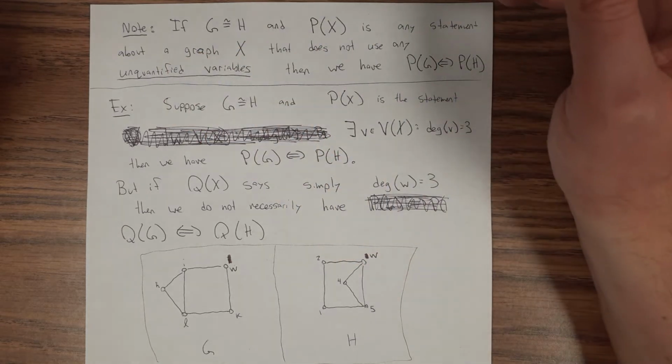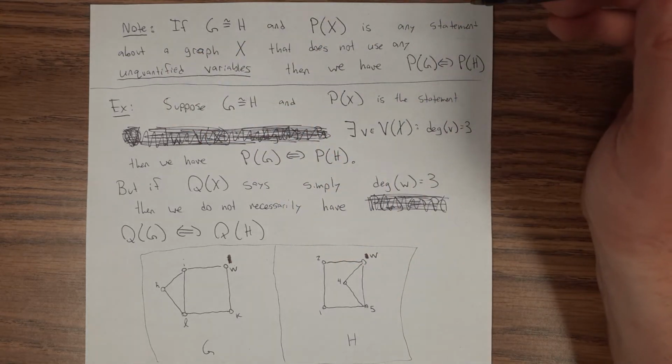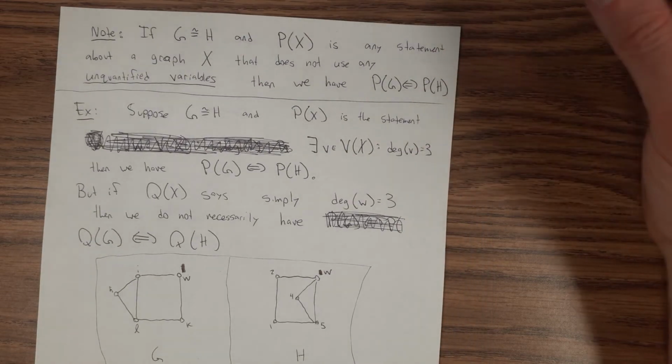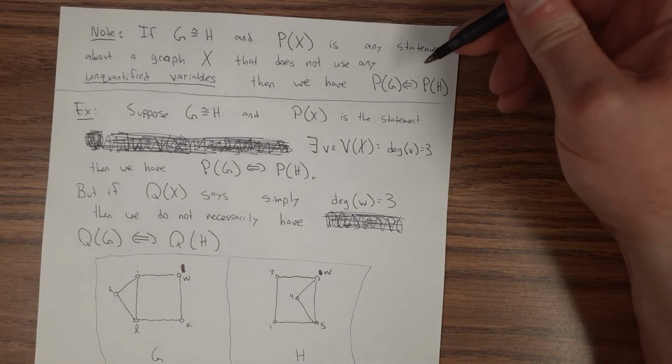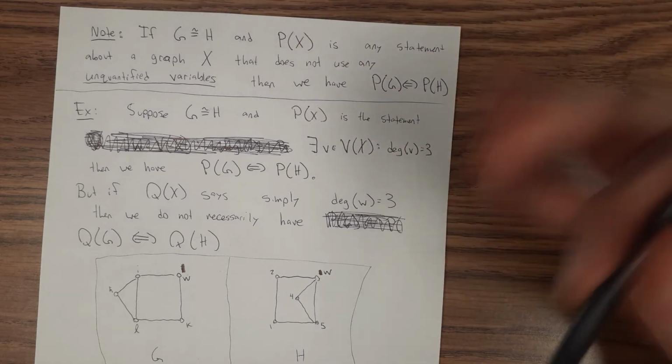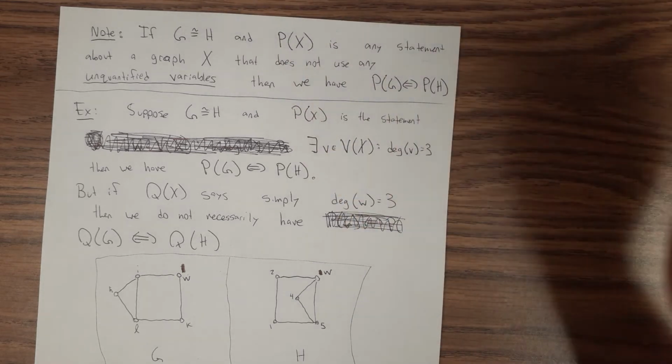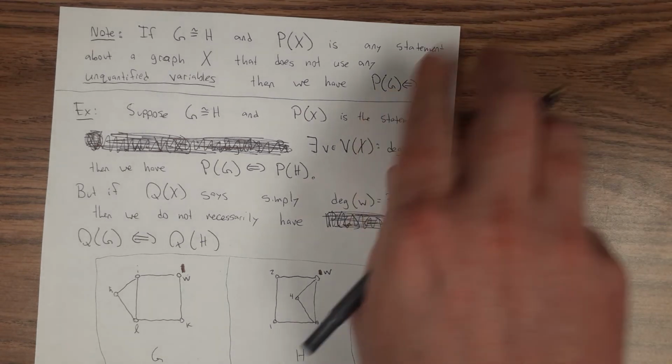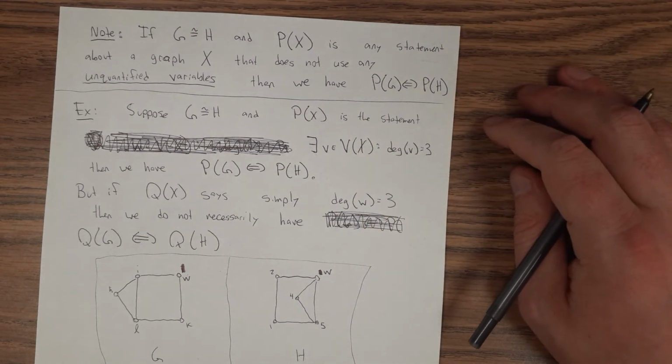But if it only contains unquantified variables, then it is preserved by isomorphisms. And when I say a property is preserved by isomorphisms, I mean that whenever two graphs are isomorphic, that property holds for both of them, or it holds for neither of them. In other words, P of G if and only if P of H.